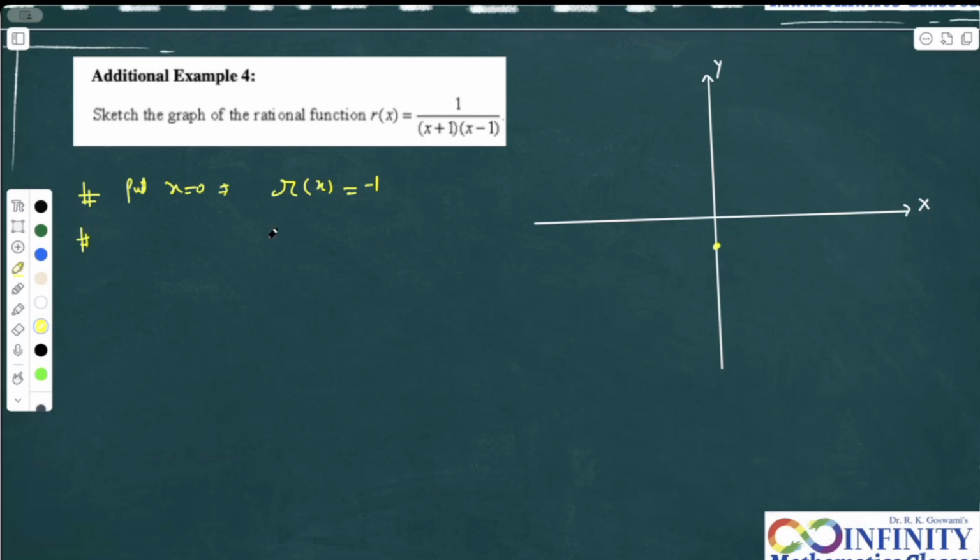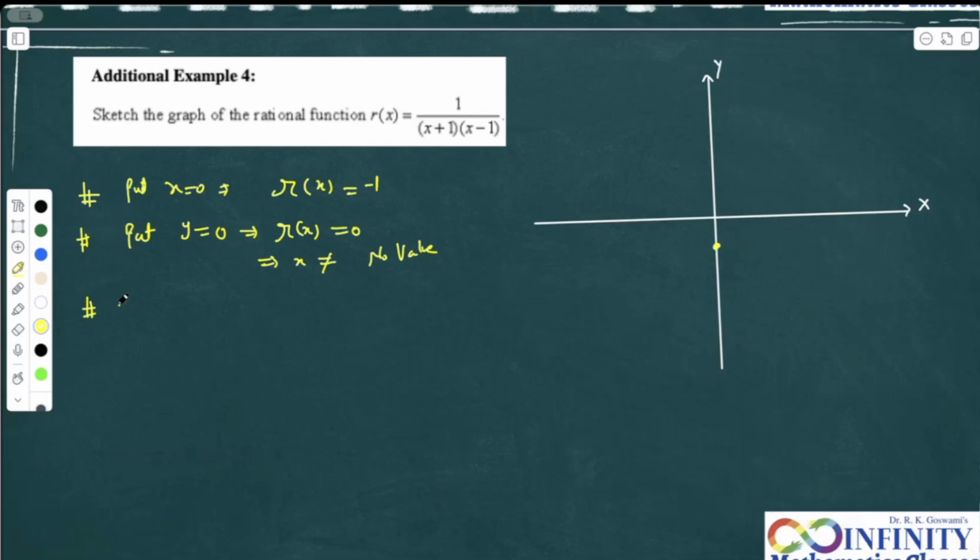Now, if I ask you to put R(x) equal to 0, R(x) is your y. That means R(x) equals 0. What should be the value of x? There is no value of x. Why? Because the numerator is 1, and 1 cannot be 0. So it will never intersect the x-axis. So no x-intercept.